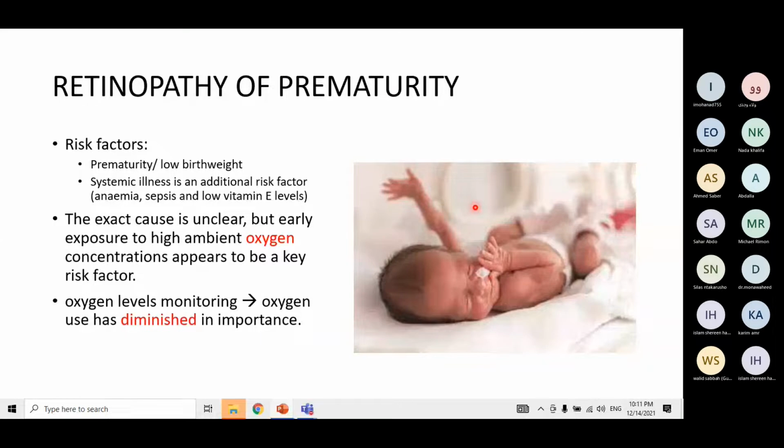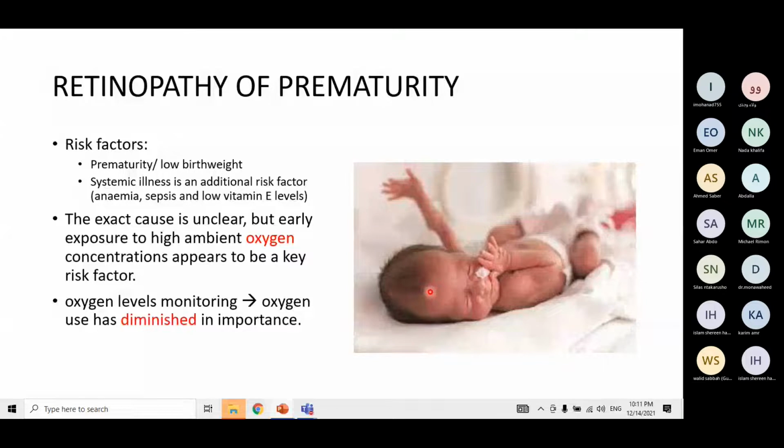Moving to another important subject, which is the retinopathy of prematurity. It's becoming more and more important now because more of those premature infants can survive now. In the past, we used to tell the parents that the oxygen treatment is the main risk factor of developing retinopathy of prematurity, but nowadays things have changed. So we now tell the parents that prematurity itself is the main risk factor.